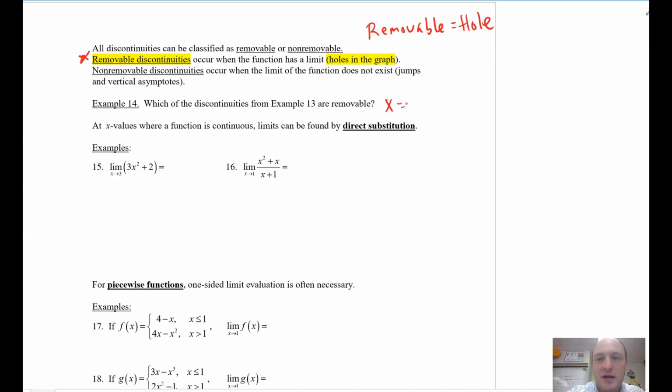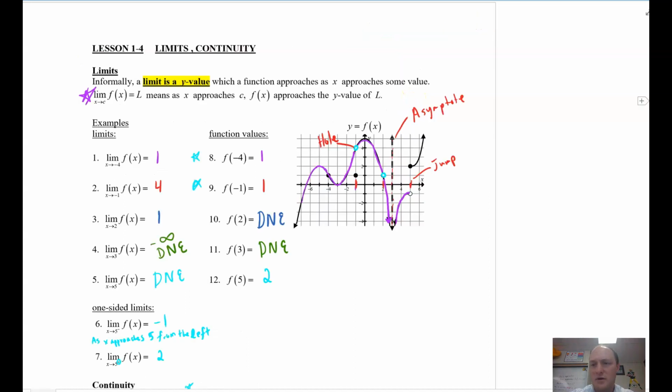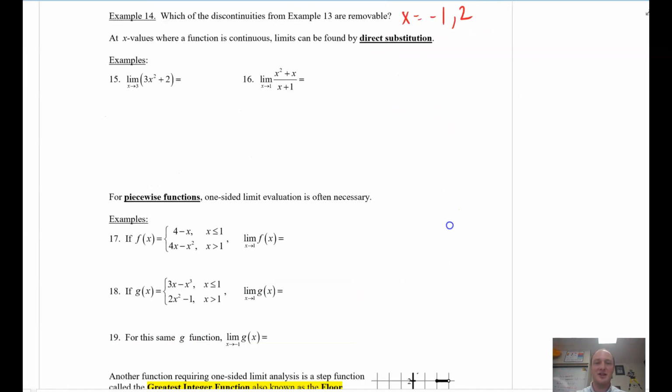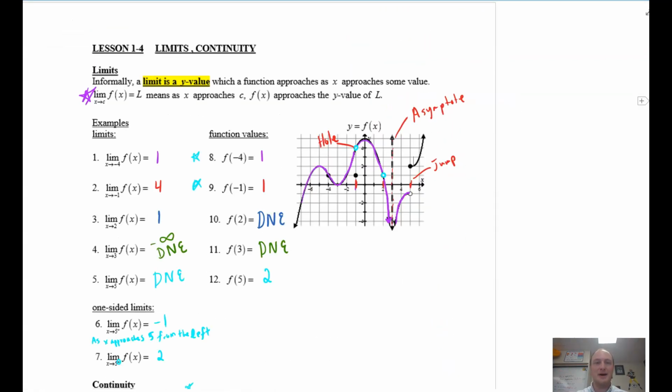at x equals, I believe it was, sorry, I got distracted for a second, -1 and 2. So x equals -1 and 2. All right, so that is it for this lesson. I'm going to pick back up. We'll talk about calculating limits algebraically, and we'll talk about piecewise functions in the next video. But remember, in this video, we talked about limits and continuity. So what does it mean to have a limit? And is a function continuous at a certain value?